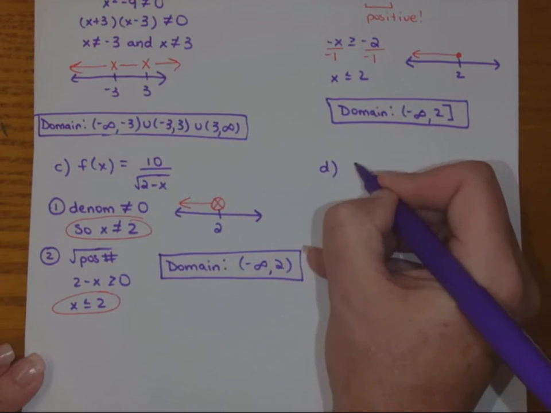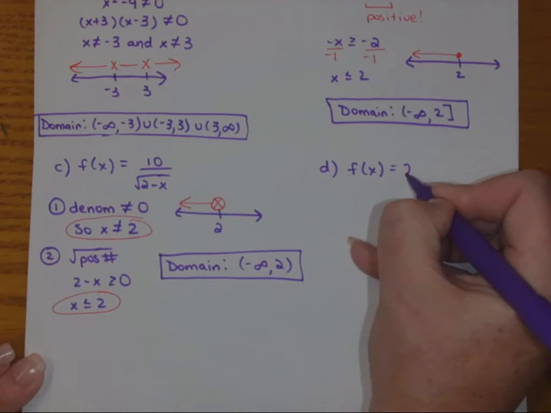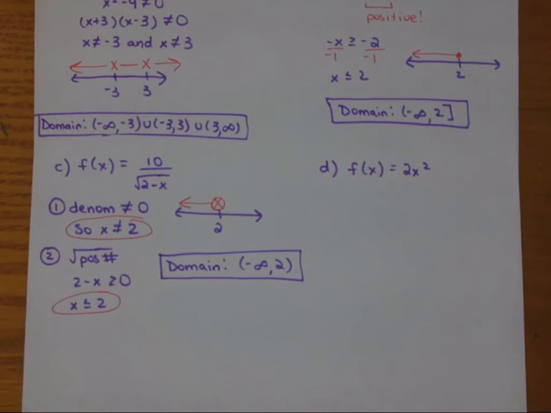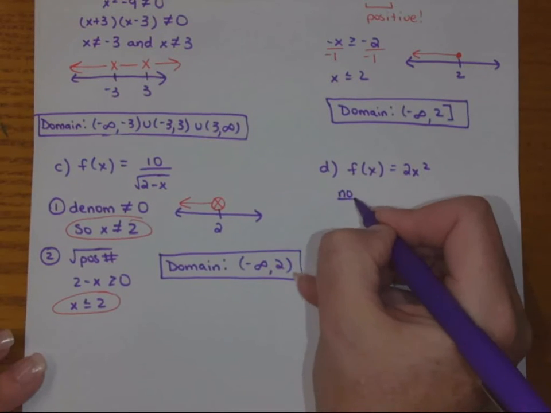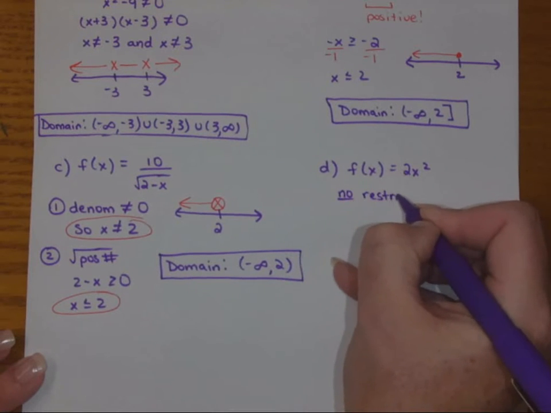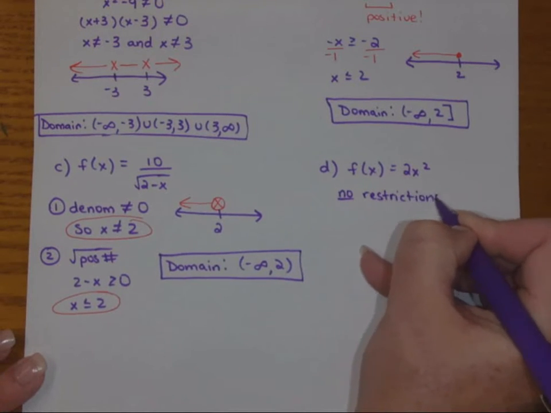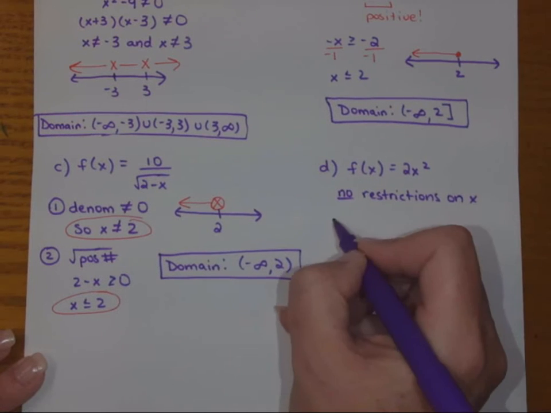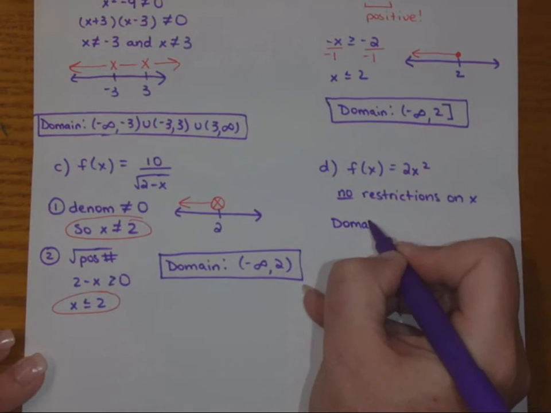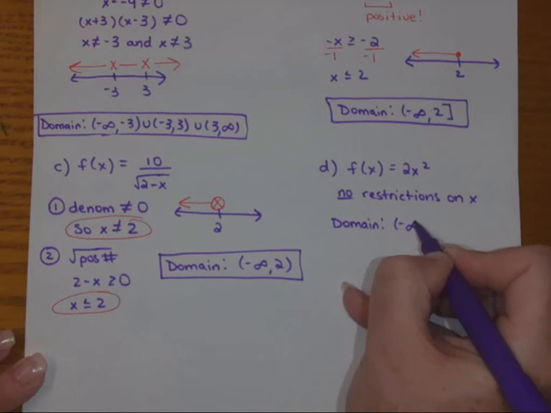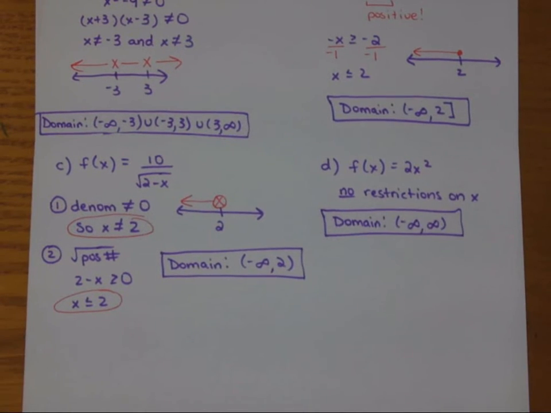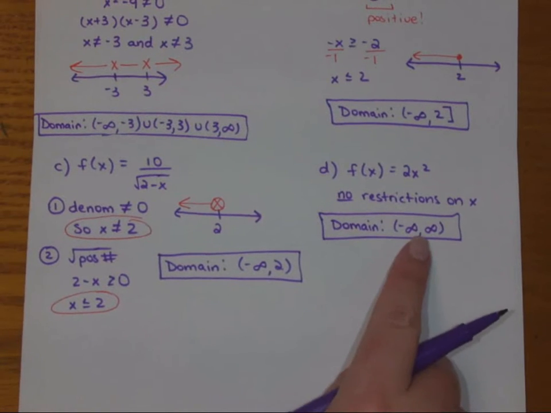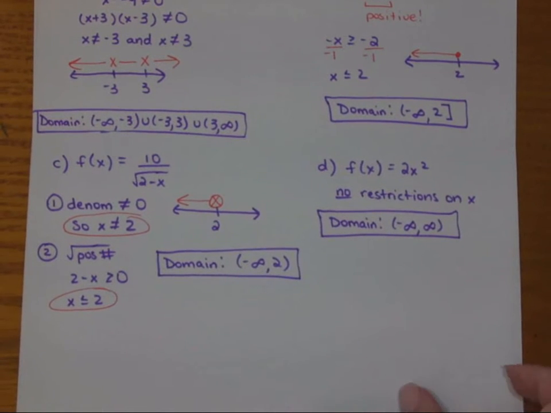And then lastly for this one, note that this is just a polynomial with no denominator, no square root, so there are no restrictions on x. So I put this one on here just so you don't overthink these. If there's no restrictions on x, then the domain is all real numbers. And remember, we write that as -infinity to infinity. So in other words, if you can't find something that x is not allowed to be, then x is probably allowed to be anything at all, okay, like it is in part D.